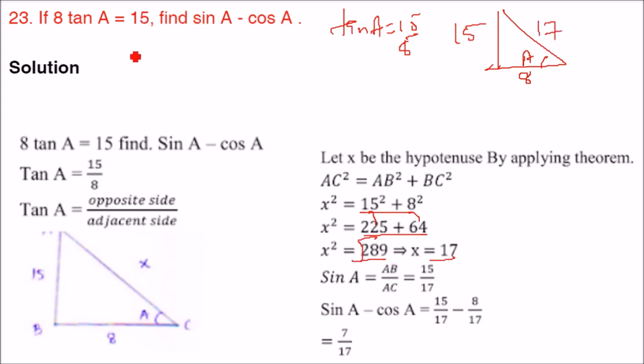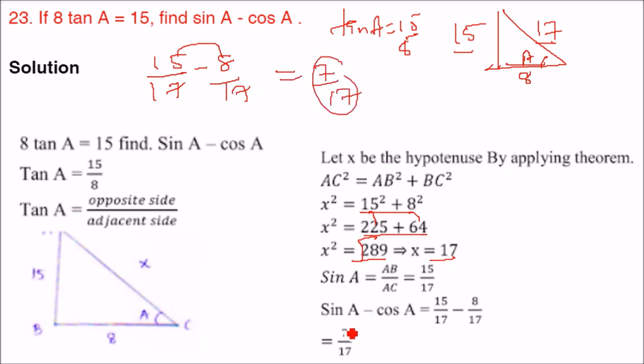What will be sin A? Sin A will be perpendicular upon hypotenuse. Perpendicular is 15, hypotenuse is 17. So 15 by 17 minus cos A, which is base upon hypotenuse. Base is 8, hypotenuse is 17. 8 by 17. So you get 15 minus 8, that is 7. The base is same, so 7 by 17 you get.